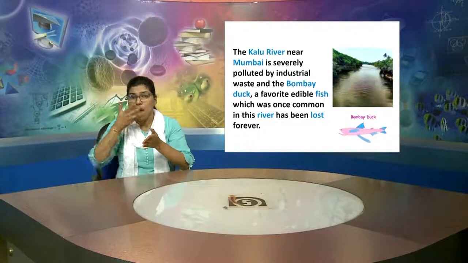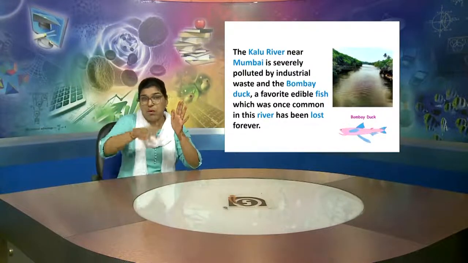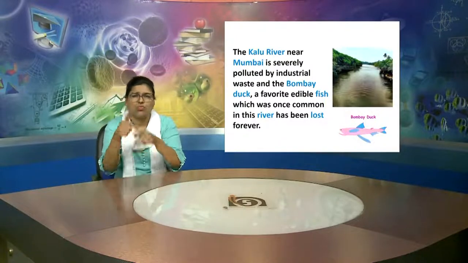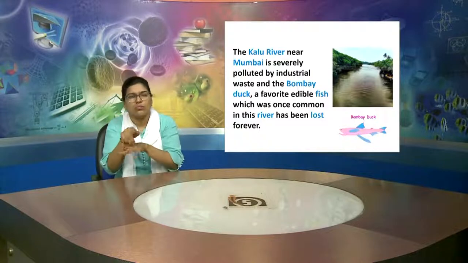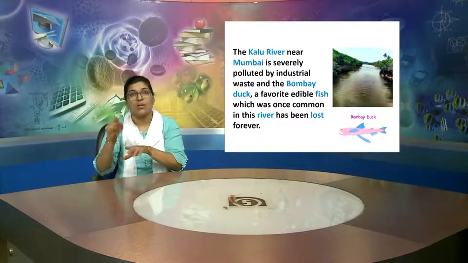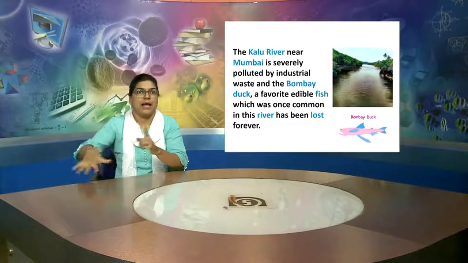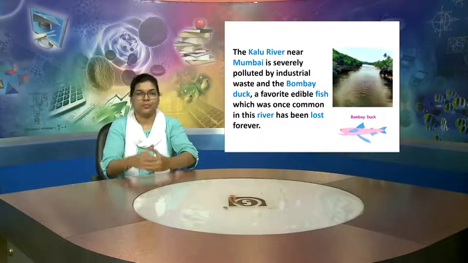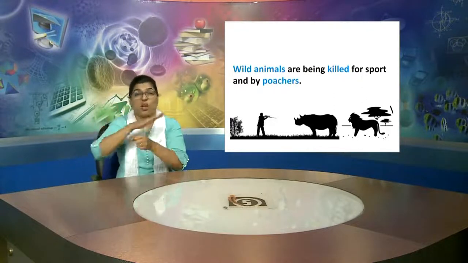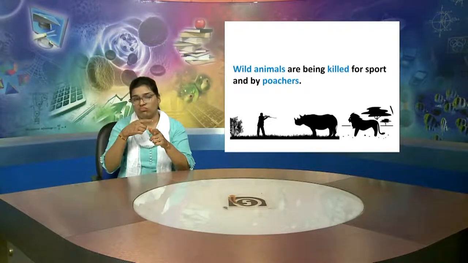There is a river in Mumbai named Mithi River, which is severely polluted by industrial waste. The Bombay duck, a favorite edible fish which was once common in this river, has been lost forever. Bombay duck is also a fish name, and it became extinct because of the pollution of the water body. And many wild animals are being killed for entertainment purposes, like sports, and also by some poachers.